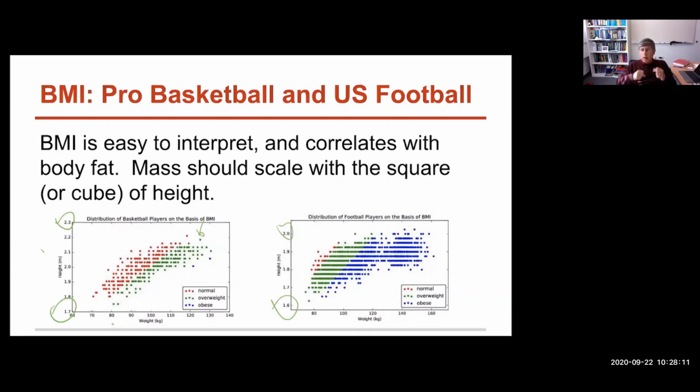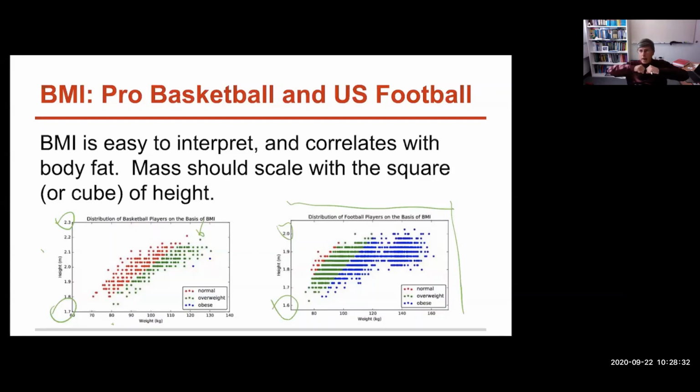Notice that if I put on a lot of muscle, no fat, but a lot of muscle, I will still have a lot of mass. Compare this to American football players. What do we see when we look at the dot plot here? The vast majority of American football players score as obese.